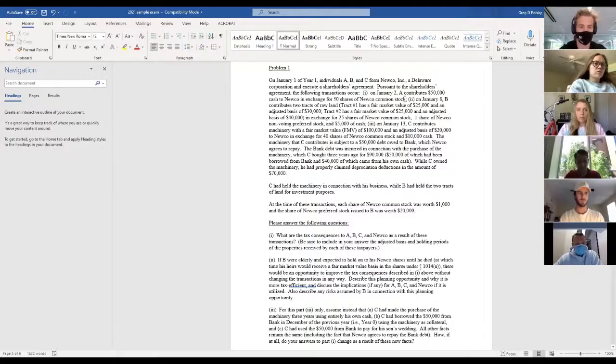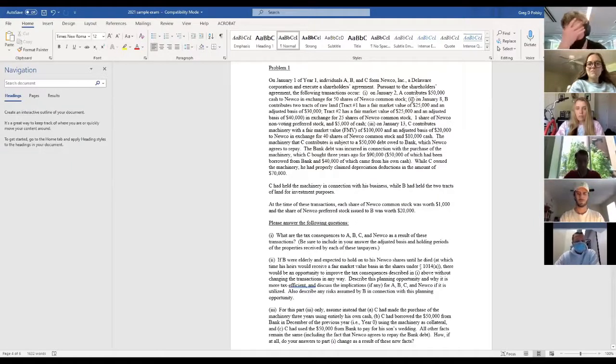A is pretty easy. A is contributing cash. There's no gain or loss in cash. So A has no gain or loss. A takes a $50,000 basis in the stock that he receives. And of course, the corporation has a $50,000 basis in the cash. So A is not all that interesting at all. B, on the other hand, is interesting.